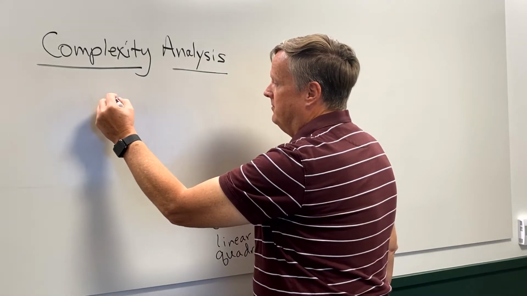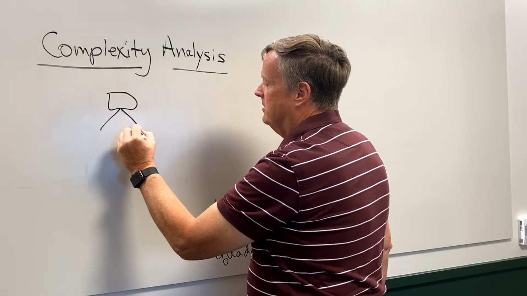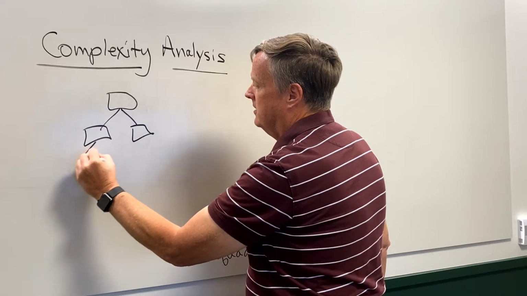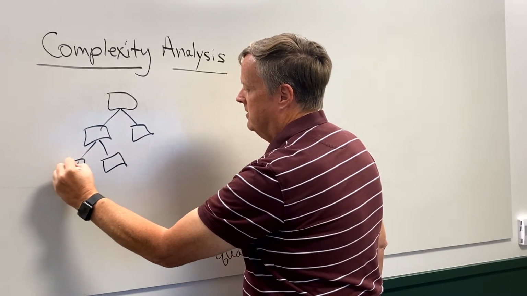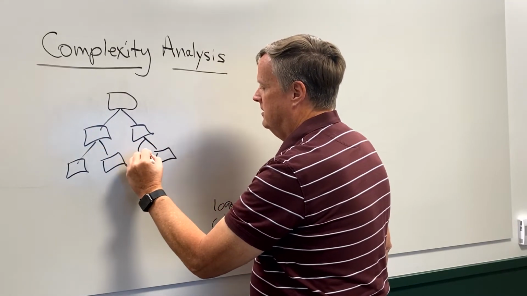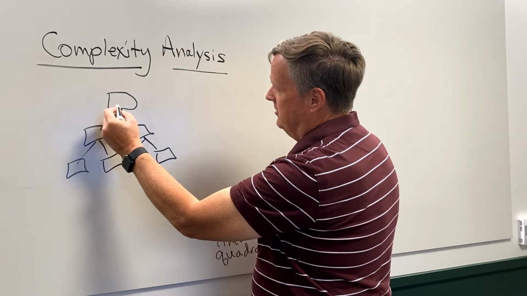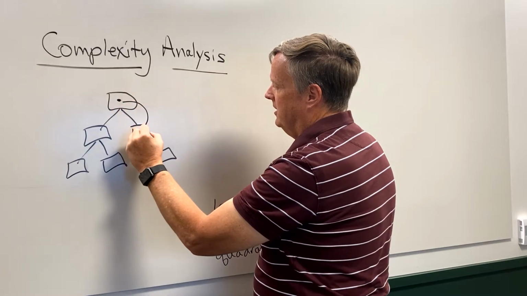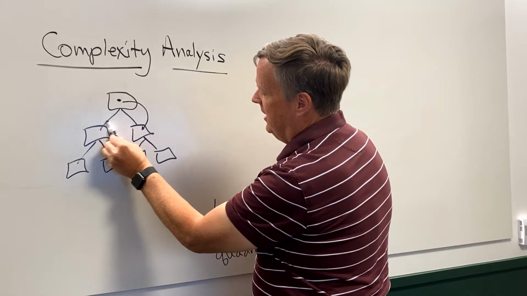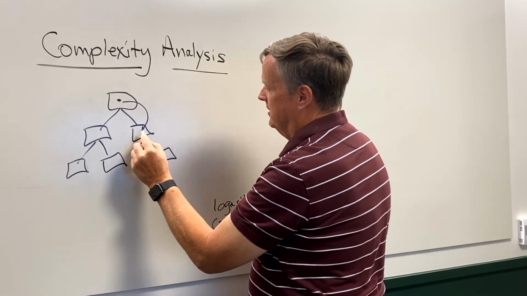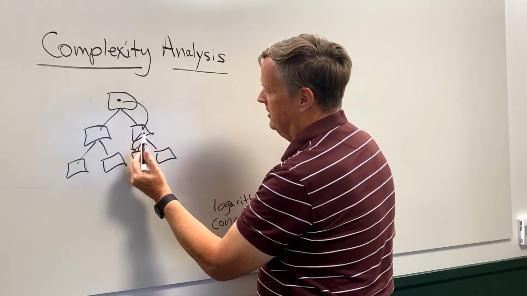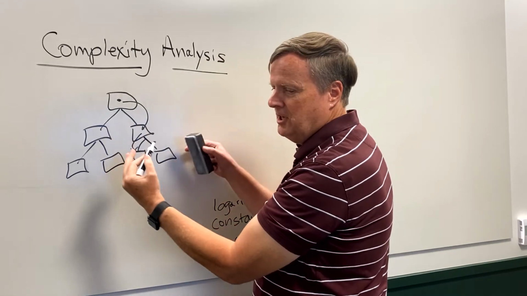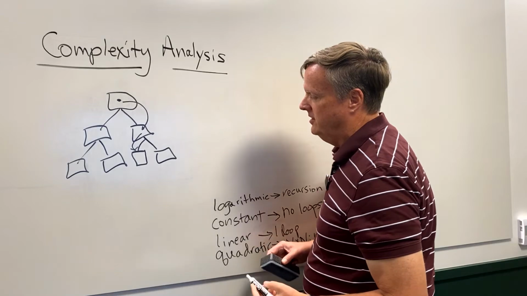So for example, if I have a binary tree and I'm walking down the tree, you'll notice if I start here and then make a decision to move to there, I've eliminated half of the tree from consideration. Then as I make the next step to there, I've eliminated half of that tree. So at each step of the way, I'm eliminating half of the data.